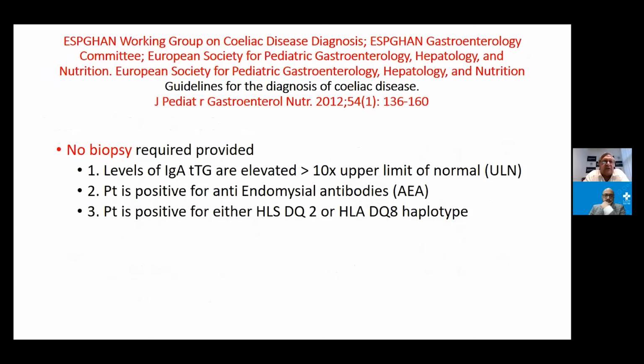In 2012, from three biopsies to one biopsy, finally, we come to no biopsy is required if the level of IgA TTG is elevated, which is 10 times the upper limit of normal, the patient is positive for anti-endomysial antibodies, and the patient is positive for either HLA-DQ2 or HLA-DQ8 haplotype.